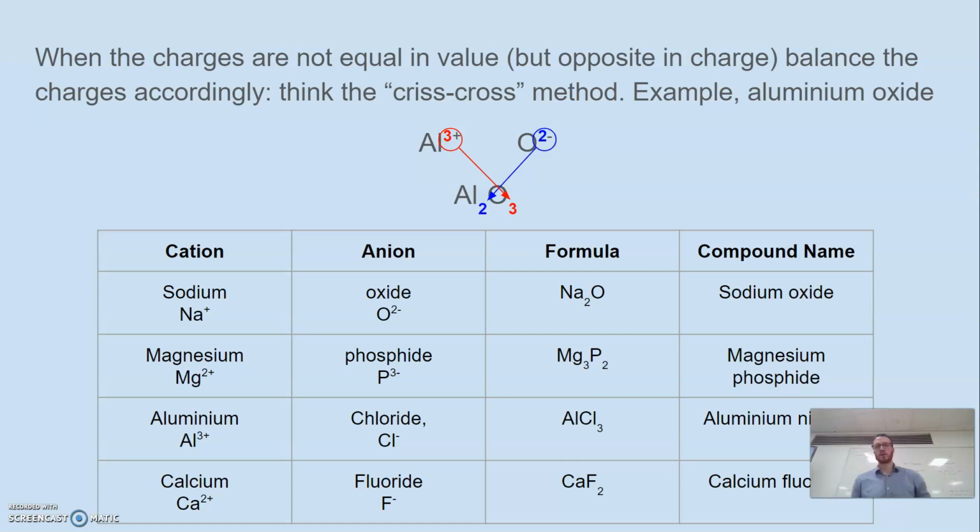So here's some other examples. Sodium oxide. Sodium's 1+, oxide's 2-, so therefore I would need 2 lots of the sodium to balance out the 2- charge. It becomes Na2O. Magnesium phosphide. I've got 2+ from the magnesium, 3- from the phosphide. So I'm going to need 3 lots of the magnesium and 2 lots of the phosphide. Aluminium chloride, calcium fluoride, there are plenty of other examples there. Any thoughts on that? Make sense?